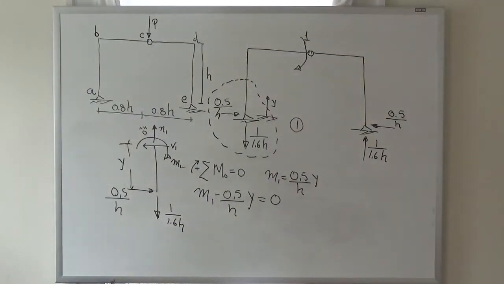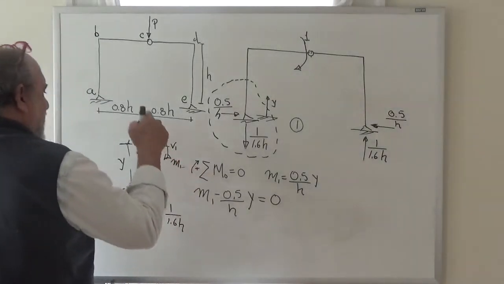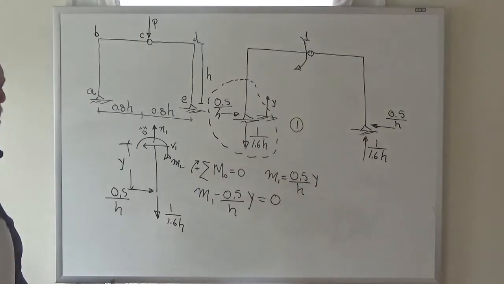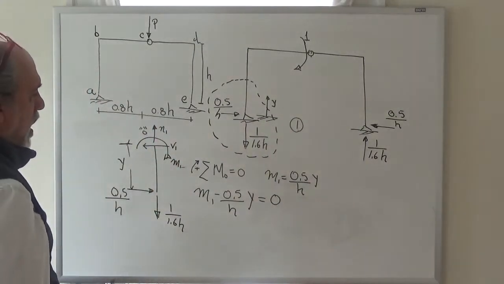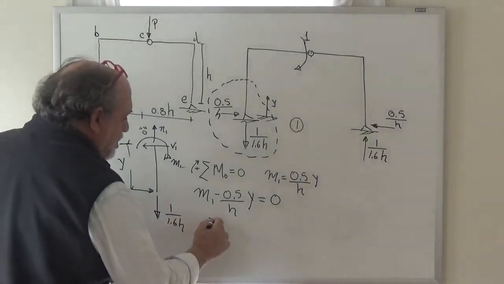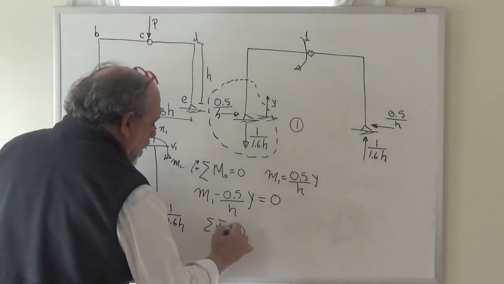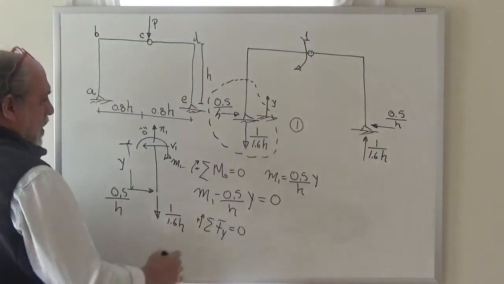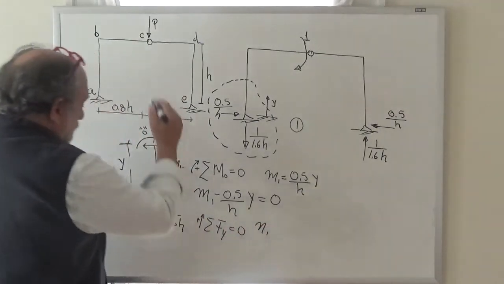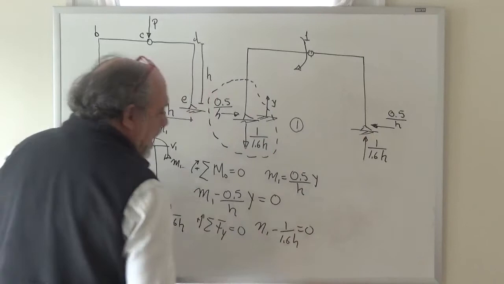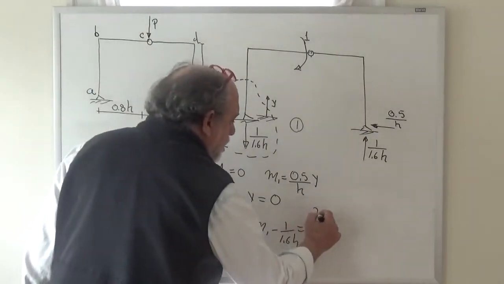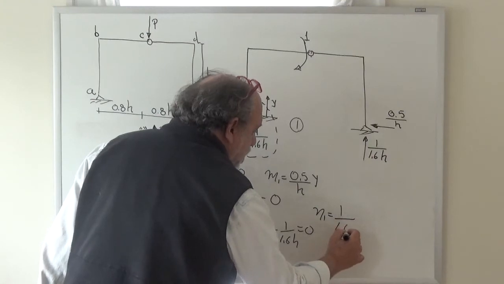Now, we no longer have freedom to decide what is positive on bar AB. We've decided that this is positive, okay? So in this bar, this sign convention is what is positive. Now, if we sum forces in the y direction, equal to 0, taking up as positive, we find that N1 minus 1 over 1.6 h is equal to 0, and therefore N1 is equal to 1 over 1.6 h, right?